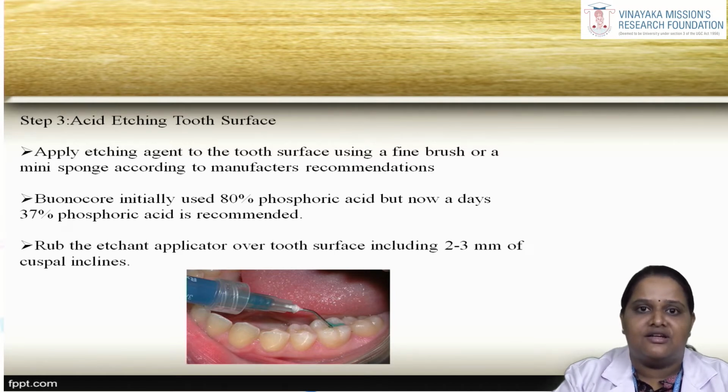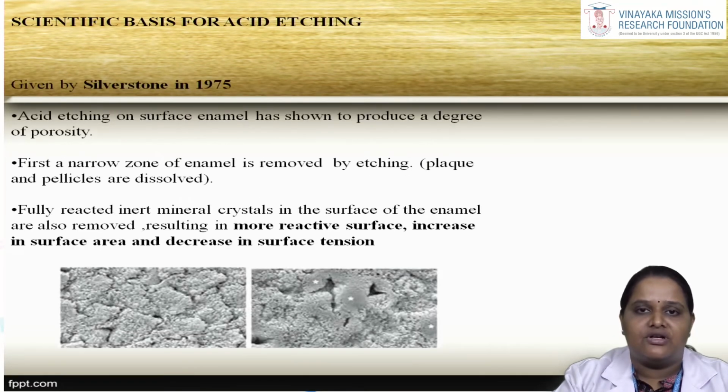Apply the etching agent, that is 37% phosphoric acid, to the tooth surface using a fine brush or a mini sponge according to the manufacturer's recommendations. Buonocore initially used 80% phosphoric acid, but nowadays 37% phosphoric acid is recommended. Rub the etchant applicator over the tooth surface including 2 to 3 mm of cuspal inclines. So, there is a scientific basis for acid etching that was given by Silverstone in the year 1975. Acid etching on tooth surface enamel has been shown to produce a degree of porosity.